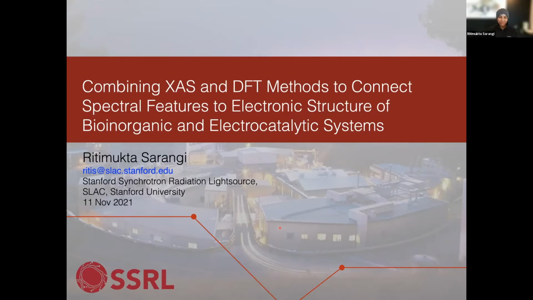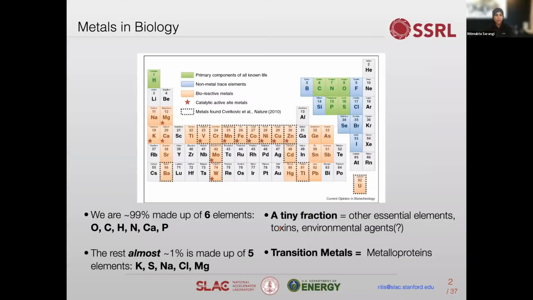All right. Because the audience is very diverse, I wanted to give a small primer on metals in biology. The metals are extremely diverse in biology. They're ubiquitous from plants to animals to microbes. And this slide shows that even though they're ubiquitous, they're present in very trace amounts. This example of composition is for the human body.